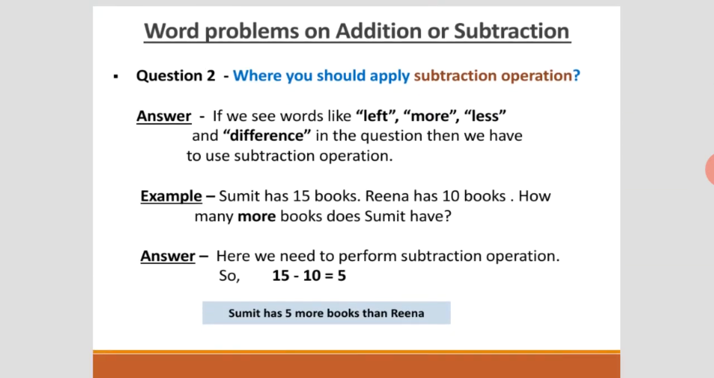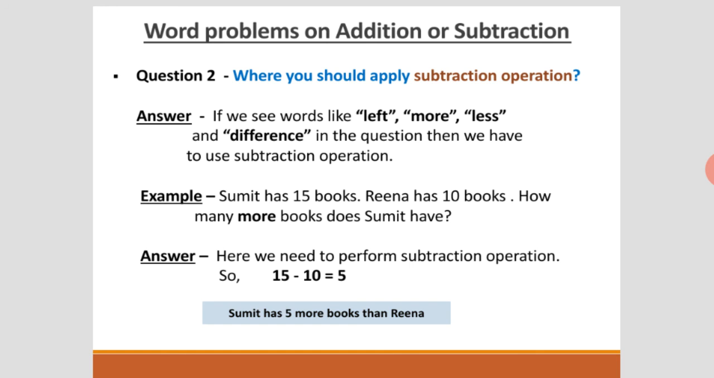Now let's go for the next word problems on addition or subtraction. Let us understand this subtraction operation. If you see words like less, more, fewer and difference in the question, then you use subtraction, the minus sign. Here we have a question. The question is, Sumit has 15 books, Rina has 10 books. Now how many more books does Sumit have?